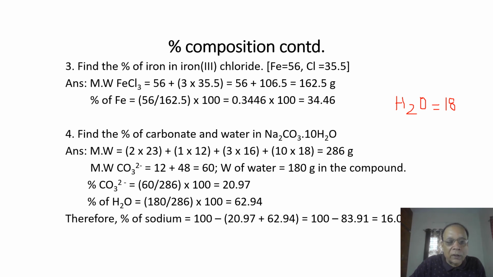Percentage of water equals 180 divided by 286 into 100, that is 62.94%, roughly 63. Therefore, percentage of sodium by difference can be found out as follows: 100 minus 20.97, the percentage of carbonate, plus 62.94, the percentage of water. So 100 minus 83.91 is 16.01.